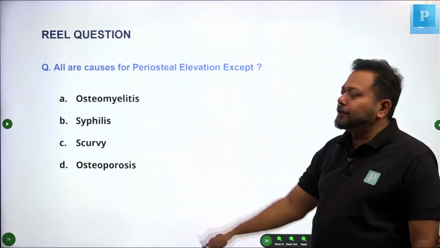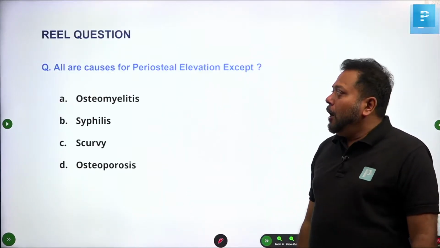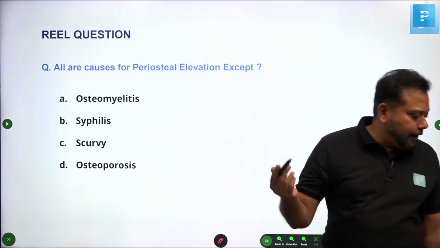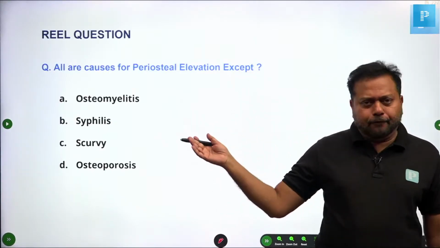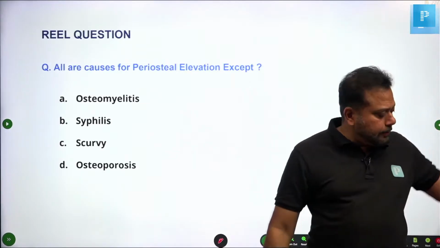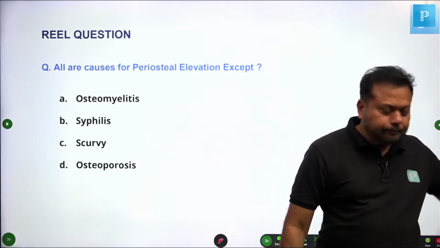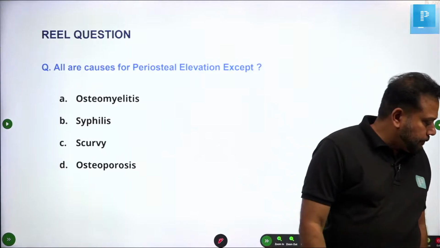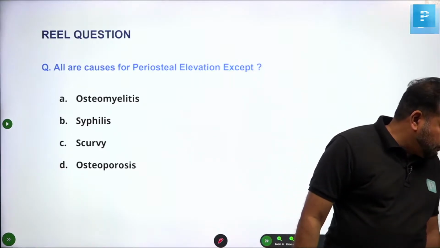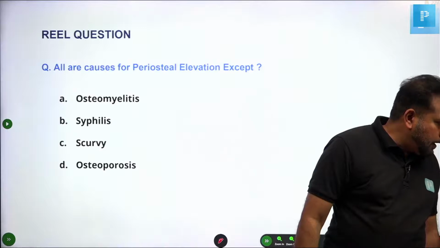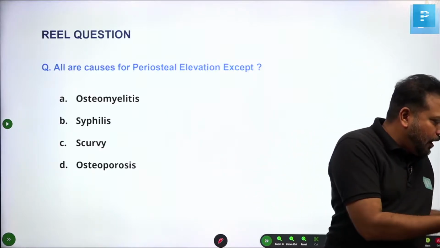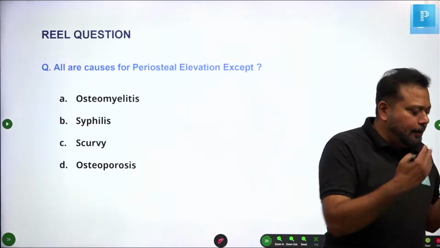We'll move on to the next topic. All are causes for periosteal elevation except. I framed this question, a very simple, straightforward question. All are causes for periosteal elevation except. Rashmi, aspirant, Bhuvanesh, marvelous. Just like that you banged, all of you. How many correct answers are coming?